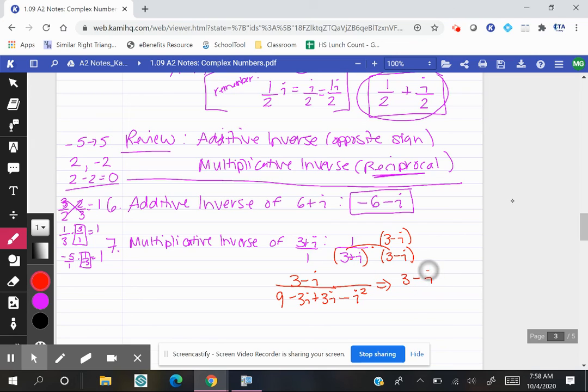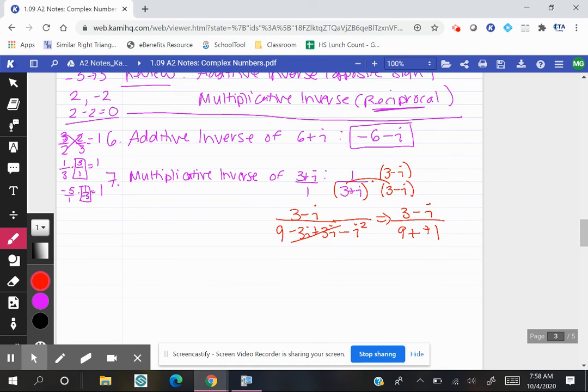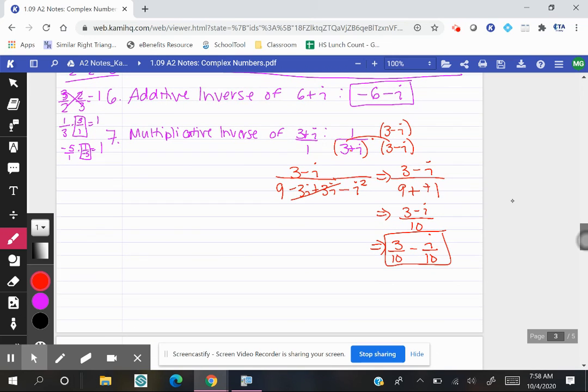Let's simplify. 3 minus i over, middle terms cancel. I have 9 minus i squared, which is negative 1. I'm adding or subtracting, so no parentheses. Change it to addition, and we get 3 minus i over 10. And we're not allowed to leave it like that because it's not in a plus bi form. So I need to separate it. So I get 3 over 10 minus i over 10. So I just put the 10 with each one. And that would be your multiplicative inverse in a plus bi form.